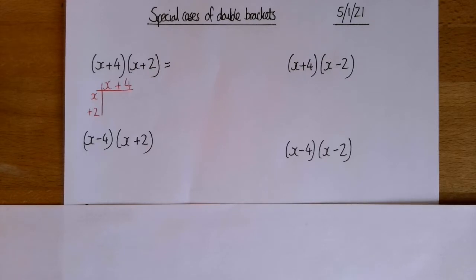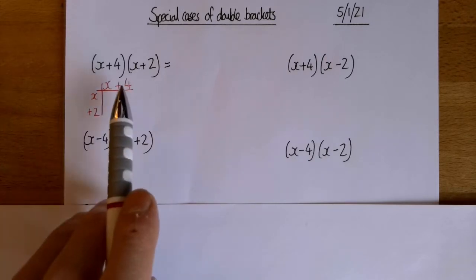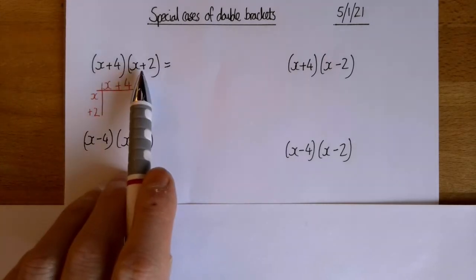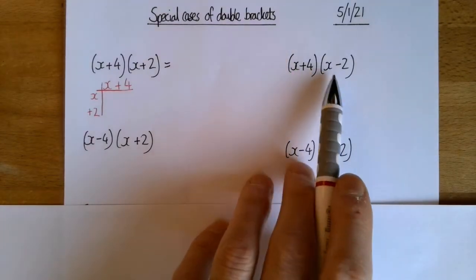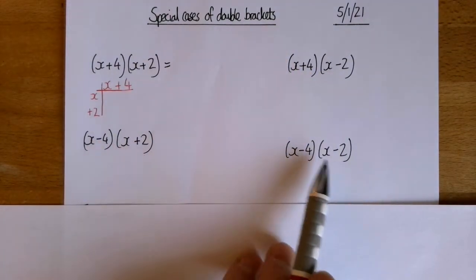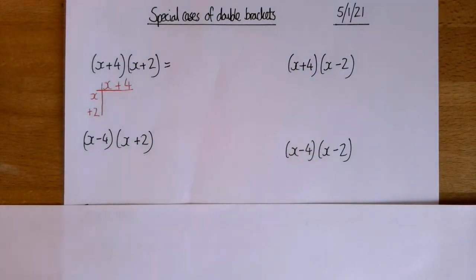And I've got here another one of my families. Do you remember we talked about this at the end of last term? So I've got x plus 4, x plus 2, and then I've got plus 4 and minus 2, minus 4 and plus 2, minus 4 and minus 2. So they are very similar looking double brackets, but they have a very different answer. So I'm going to do the first one just to remind you.